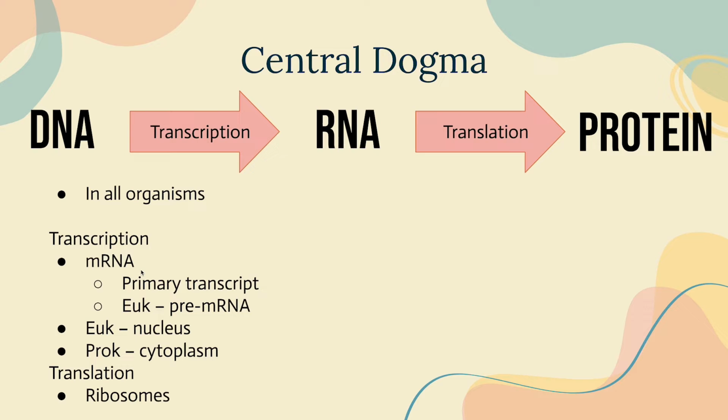So for transcription, we call the mRNA produced the primary transcript. And in eukaryotes, we have modifications afterwards, so we just call this the pre-mRNA. And for eukaryotes, this occurs in the nucleus. For prokaryotes, it occurs in the cytoplasm because they don't have a nucleus. And then translation, both eukaryotes and prokaryotes use ribosomes.